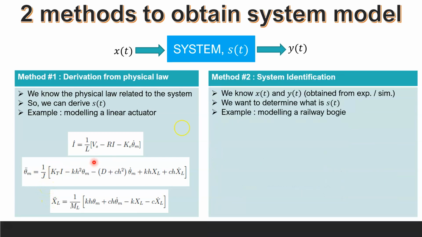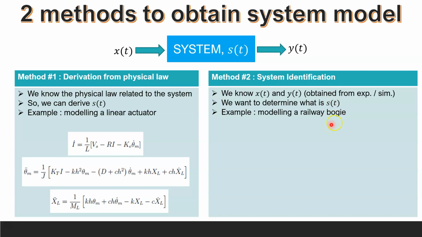For the second method, which is system identification, we usually use this method if the system is very complex and it is difficult to derive the system model using physical law. In this case, usually we know the input and the output of the system, which is obtained from either experiment or simulation. Then again, we want to determine S of t, which is the system model.